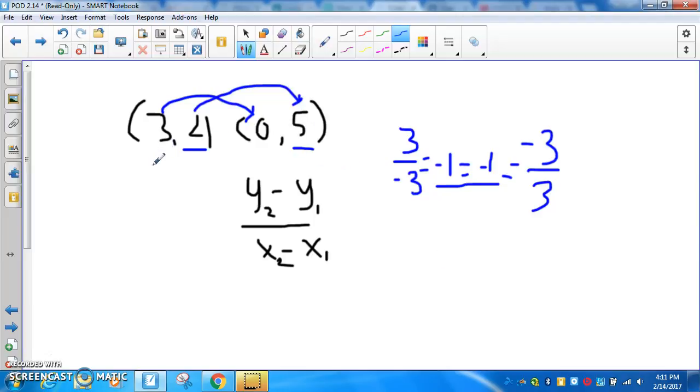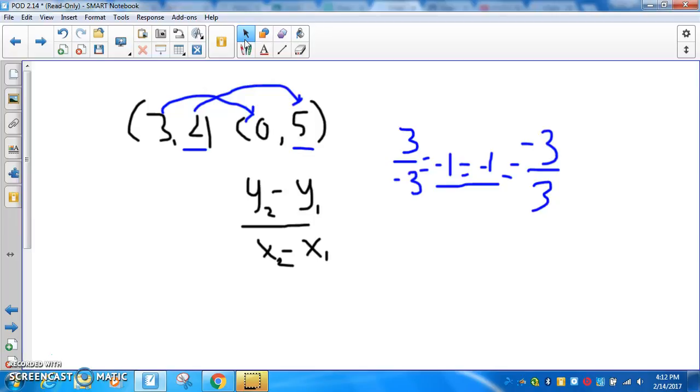Again, just pick your favorite starting point. I like to do the second one personally. 5 minus 2, that's 3. 0 minus 5, that's negative 3. 0 minus 3. Either way, you get negative 1. That is the slope. The only thing I have to say about slope is be careful.